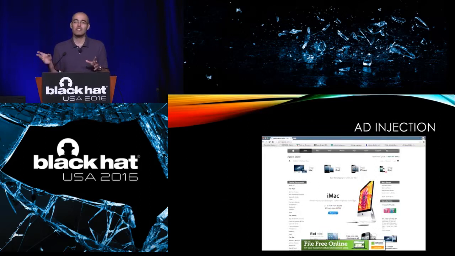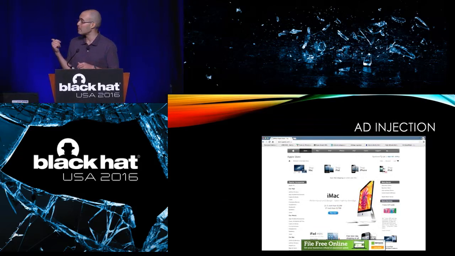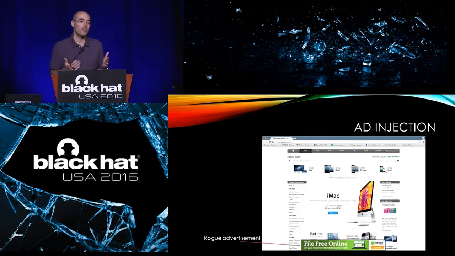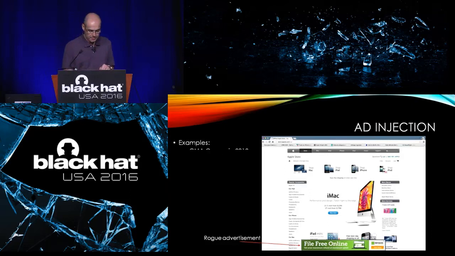So first, let's talk about the ad injection. This is a snapshot of Apple's website taken a few years ago before we did our research. And what's wrong with this picture? The advertisement. Yes, of course, the advertisement at the bottom. This is not organic to the web page. This advertisement was injected a few years ago by an American ISP to all its customers. It is called CMA Communications.